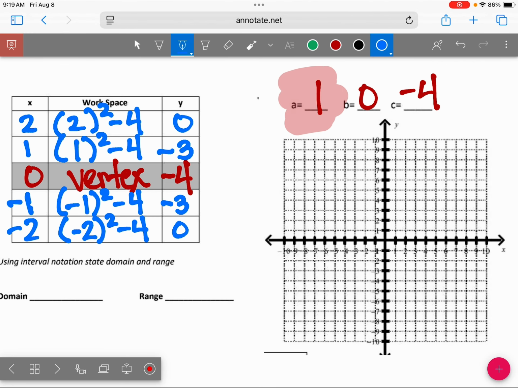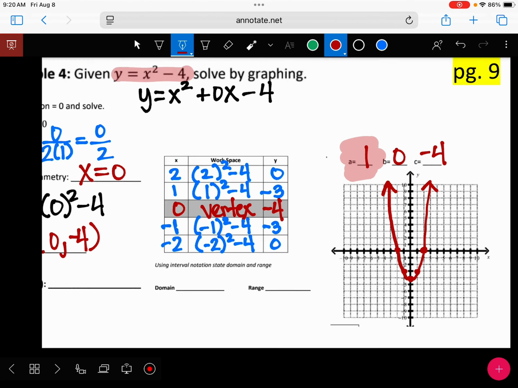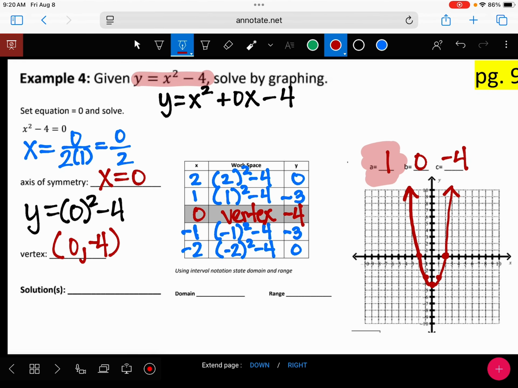So we have our point at 2, 0. I'm going backwards. So 2, 0. And then 1, negative 3, 0, negative 4. And that's your graph. Again, for this vertex, write that it is a minimum because it's a smile.